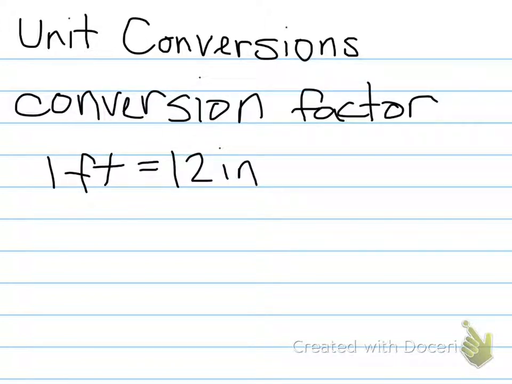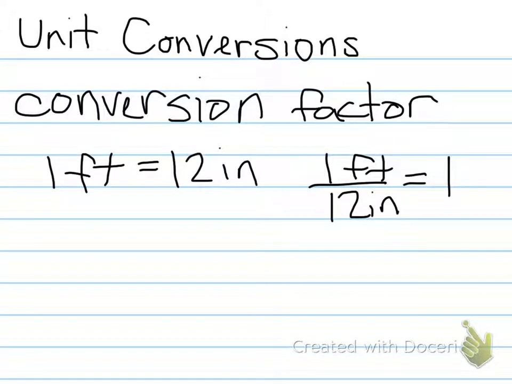These are the exact same two lengths, which means that if we have 1 foot divided by 12 inches, this should have a magnitude of 1. We are dividing something by itself, okay? So we would get 1. These are both equal statements. 1 foot is equal to 12 inches, so when you divide something by itself, you get 1.